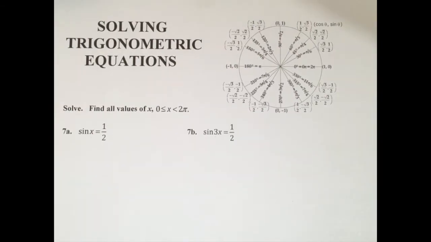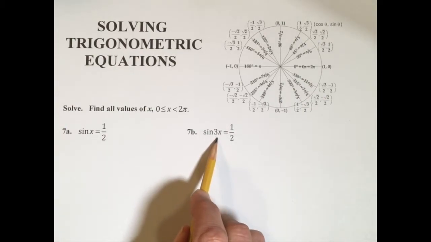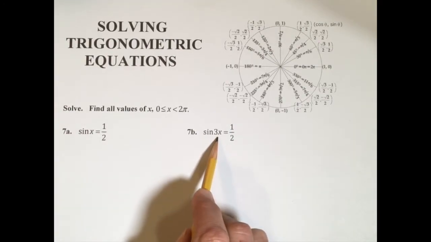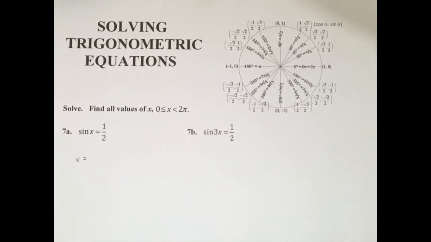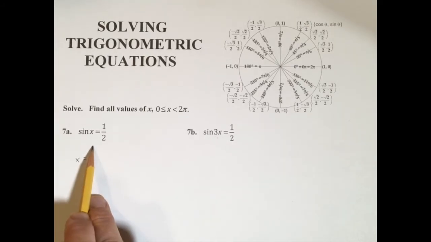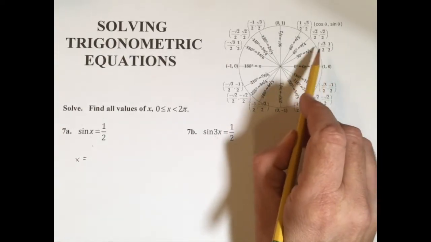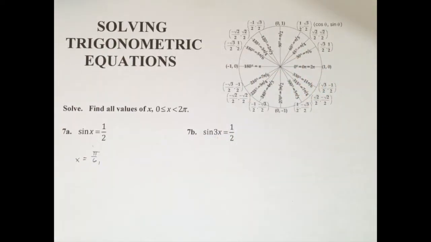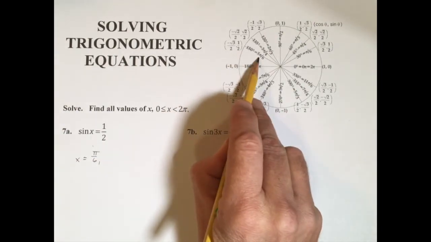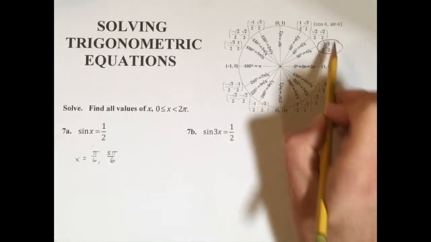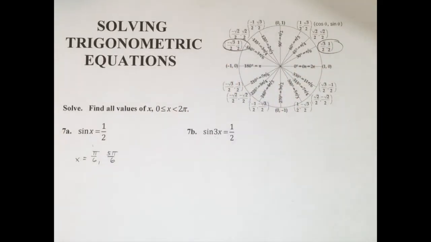Let's take a look and see what we need to do when we're solving a trigonometric equation that contains a multiple angle. All of the examples we looked at so far have just contained a singular x, but this example here has a 3x, a multiple of x. Let's first solve this simple equation, sine of x equals 1/2. Sine of x equals 1/2 right here at pi over 6, and sine of x equals 1/2 right here at 5 pi over 6. Let's mark these places on the unit circle. Sine is 1/2 right here, and sine is 1/2 right here.